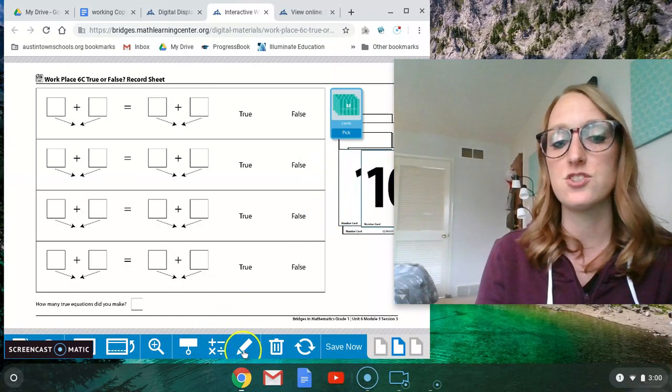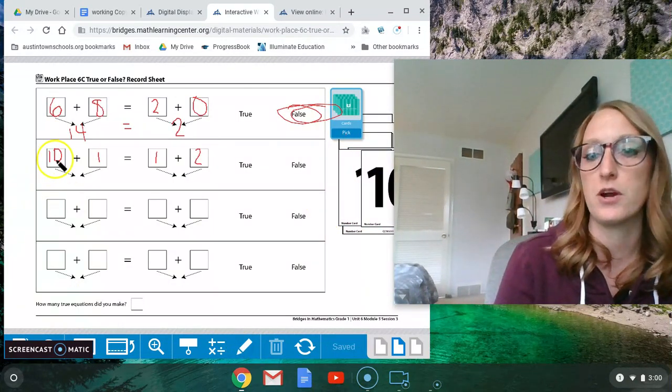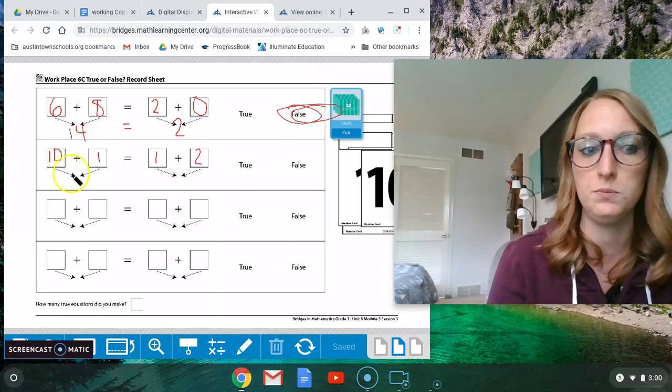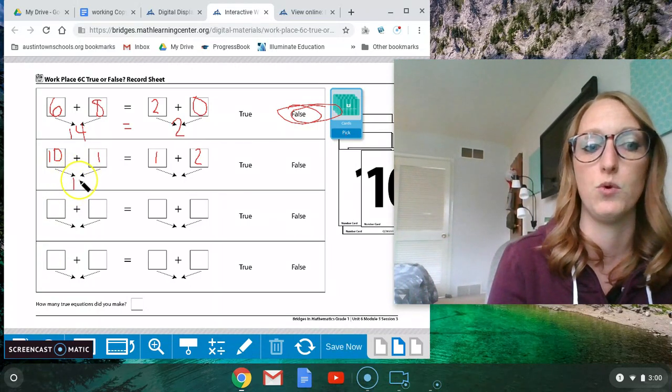Okay, but let's just do it. Let's go through it. So on this side, the expression says 10 plus 1. What is the answer to 10 plus 1? It is 11. It's a 10 and some more fact, okay?